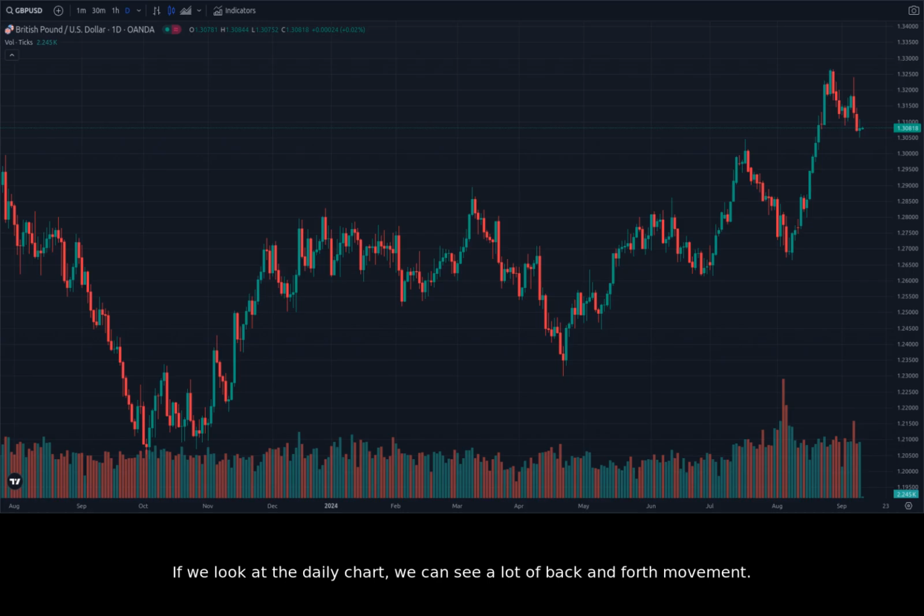If we look at the daily chart, we can see a lot of back and forth movement. It's hard to tell a definitive direction from just the daily view. It's been bouncing around between the 1.2500 and 1.3000 levels recently. This could be a sign of indecision in the market. Let's look at the 1-hour chart to get a closer look at the recent price action.